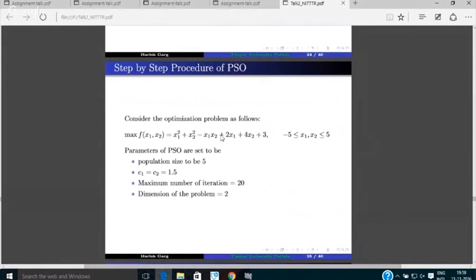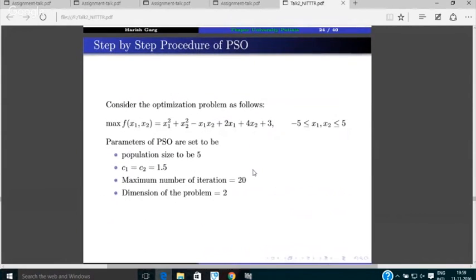So now in this session, I'm just giving my step-by-step procedure of the PSO. Assume that my objective function is f, and our target is to maximize x1 square plus x2 square minus x1 x2 plus 2x1 plus 4x2 plus 3. And in your own problems, you can replace this objective function with your research problem's objective function.